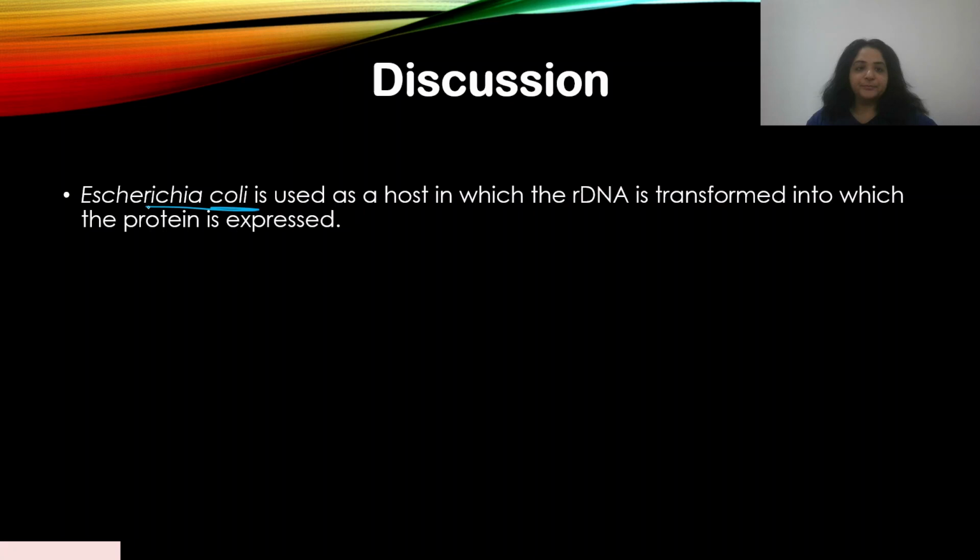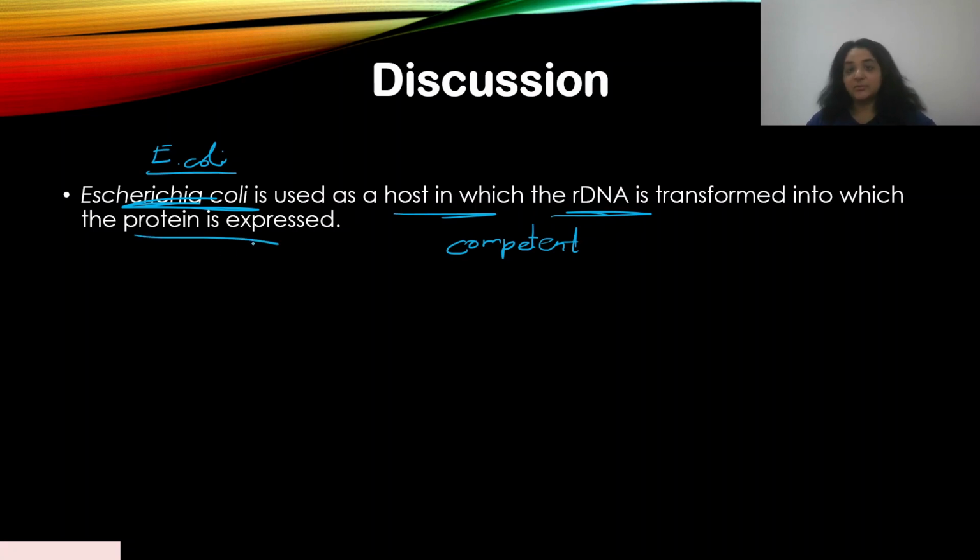Yeah, so E. coli, also known as Escherichia coli, is used as a host, okay, a competent host, in which the rDNA is transformed, into which the protein is expressed. Also, from E. coli, many restriction endonucleases have been found. So that's another advantage of using E. coli. There are many endonucleases, EcoR1, EcoR5, so on, okay, that have been found in E. coli. So that's another usage of E. coli in genetic engineering.